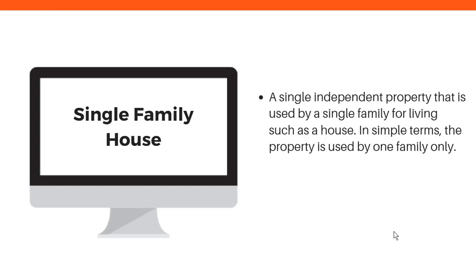Single family house. This is a single independent property that is used by a single family for living. So in short, a single family house is just a house. So if you drive around neighborhoods and you see houses in a neighborhood, those are what we call single family houses. It just means it's a house and that one family is living in that house. It's not like multifamily where there's an apartment building that's got multiple families living inside of it.